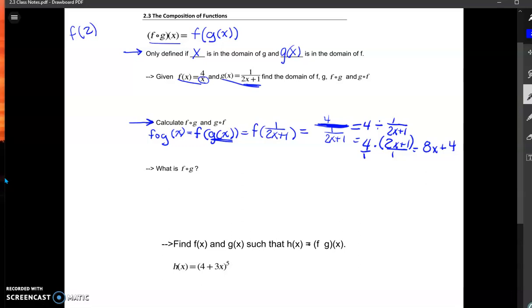Okay, now let's do the second half, g of f of x. These are not the same thing. It does matter which one comes first. So I'm going to take g of, always start inside the parentheses, replacing the f of x with what f of x is equal to. And now I evaluate the g. I'm supposed to take g of 4 over x, so that means anywhere there's an x in the function g, I replace that with 4 over x.